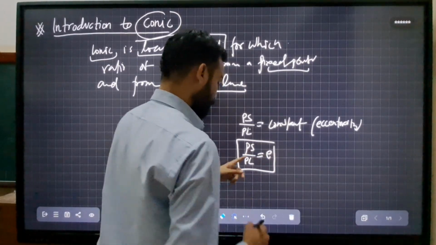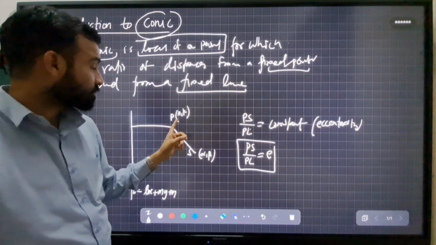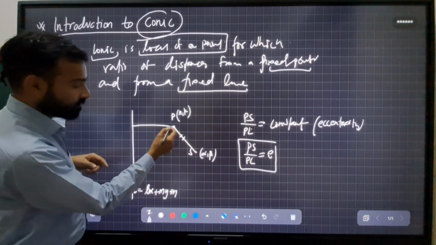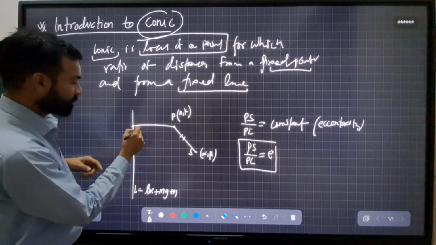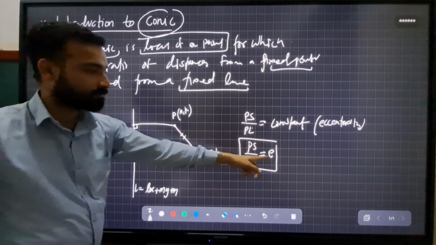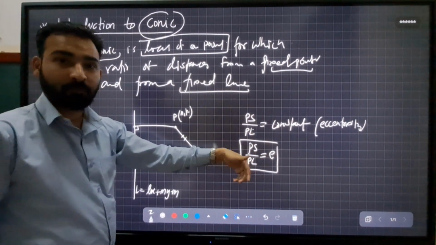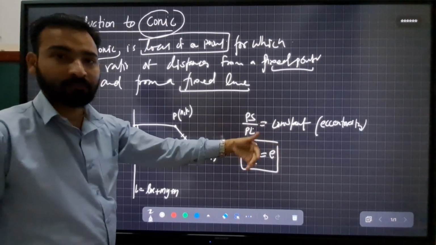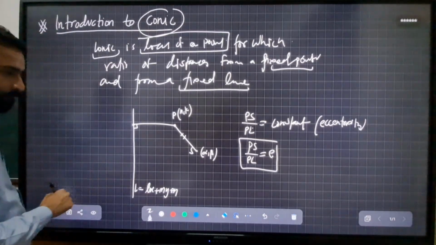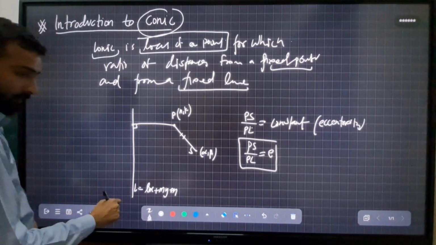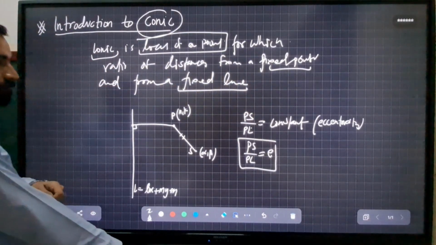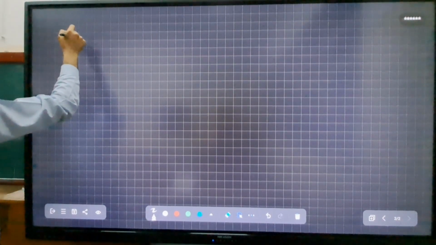Right. This is one of the definitions of conic: the locus of this point P for which the ratio of the distances PS to PL, with perpendicular distance, is constant, right? There are different values of this e. This will be constant for a particular conic, like for parabola, for ellipse, for hyperbola, the value of e will be fixed, right? So this is about conic. Now next one. So let's take some notes.